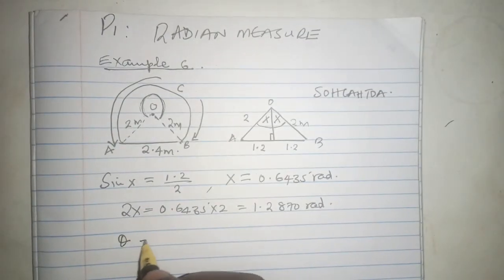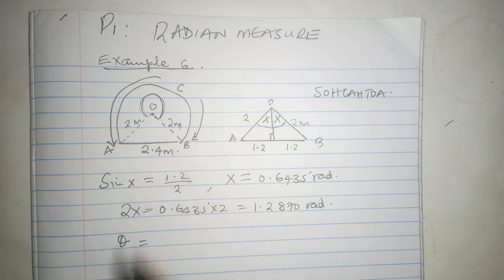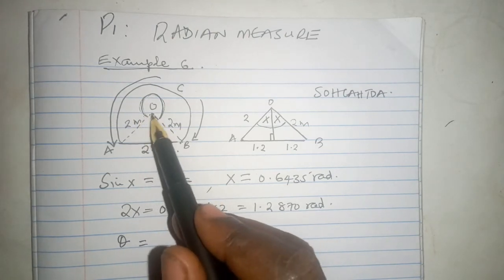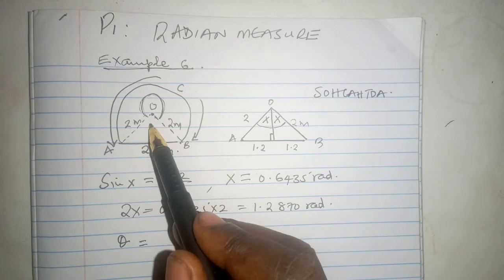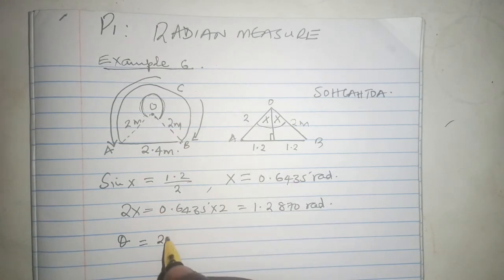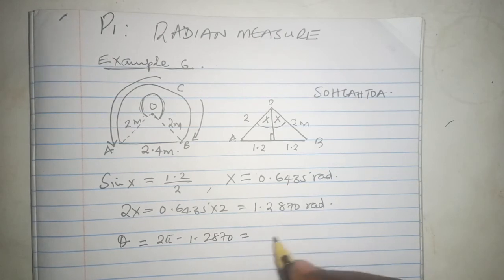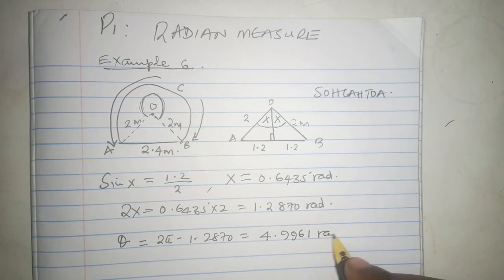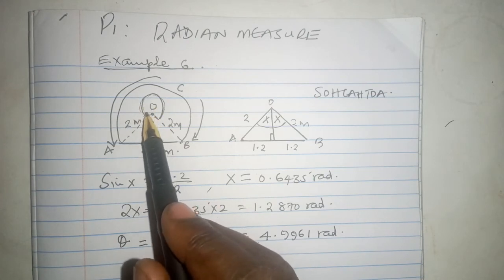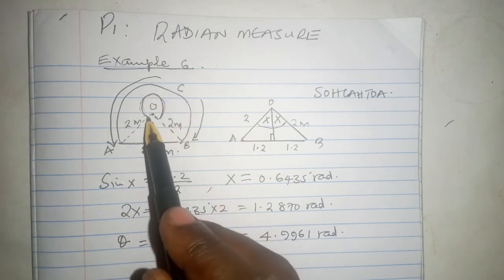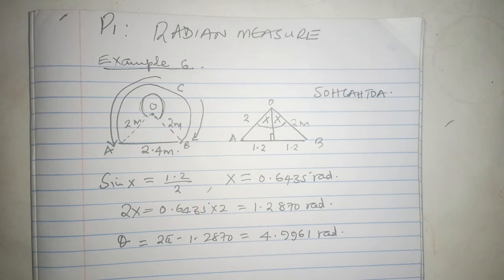If we call it angle theta, it's going to be given by the angle at a point, in radian measure. You subtract what we have, which is 2 pi minus 1.2870, which is going to be 4.9961 radians. Now we have theta, the angle subtended by the arc at the center of the circle.